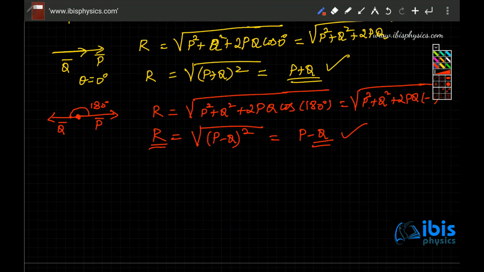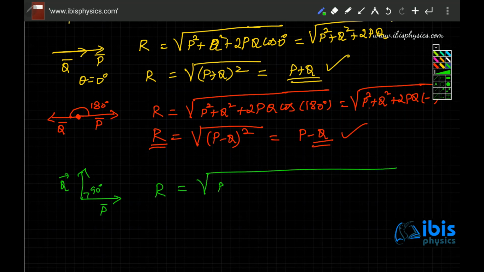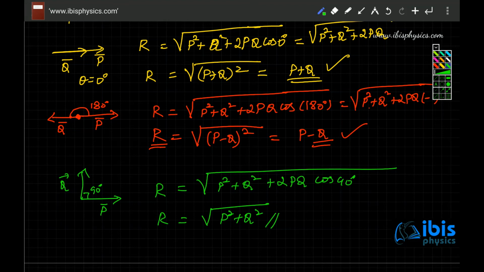What if two vectors are at right angle to each other? Suppose this is p vector and this is q vector, and the angle between them is 90 degrees. So the resultant magnitude is the square root of p square plus q square plus 2pq cos 90 degrees. Cos 90 degrees is 1, sorry, cos 90 degrees is 0. So this into 0 becomes 0. So r vector's magnitude is root over p square plus q square. Now, as we discussed in the previous video, when two vectors are orthogonal, at right angle to each other, it will be root over p square plus q square.